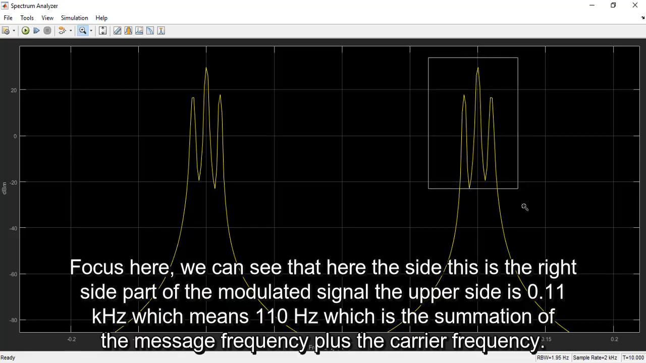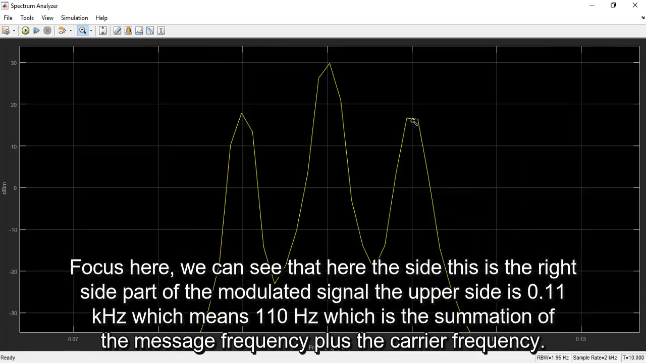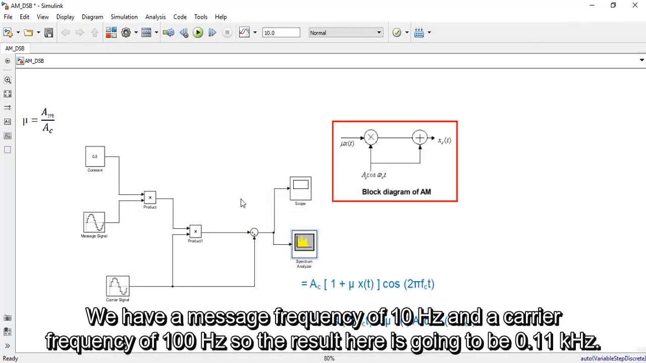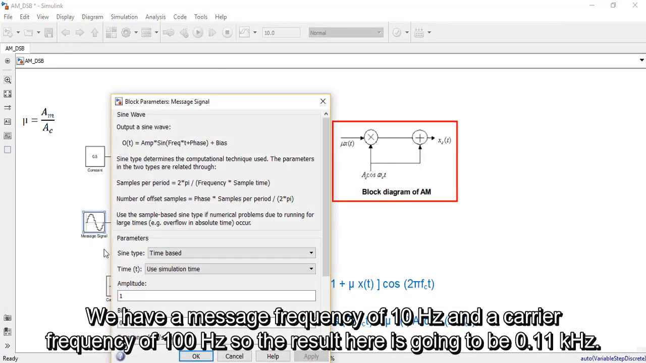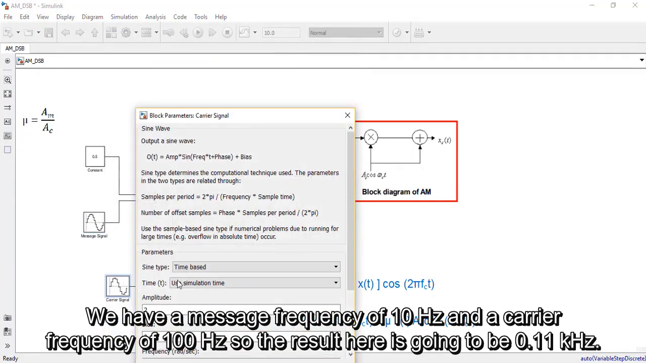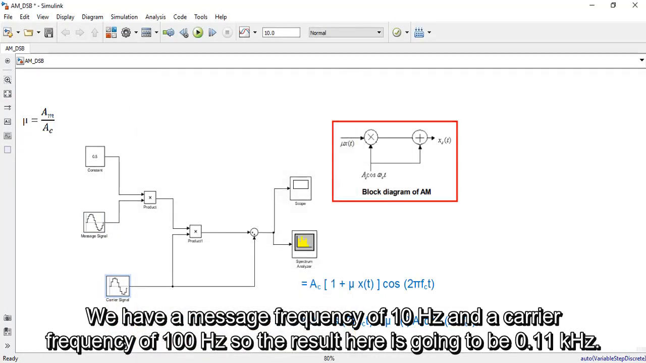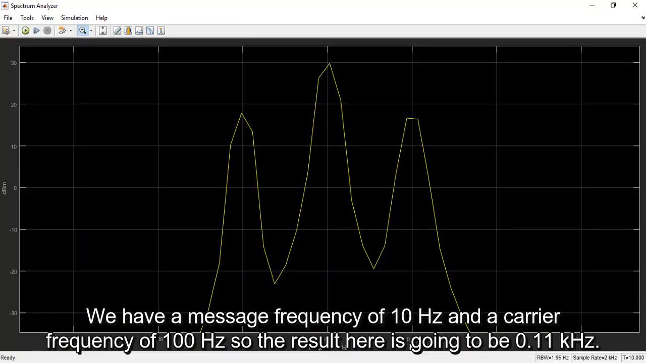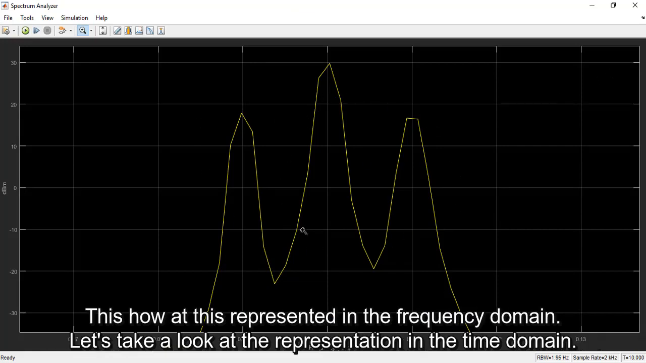Also, let's focus here. We can see that this is the right side part of the modulated signal. The upper side is 0.11 kilohertz, which means 110 hertz, which is the summation of the message frequency plus the carrier frequency. We have a message frequency of 10 hertz and a carrier frequency of 100 hertz. So the result here is going to be 0.11 kilo, which is 110. This is how it is represented in the frequency domain.